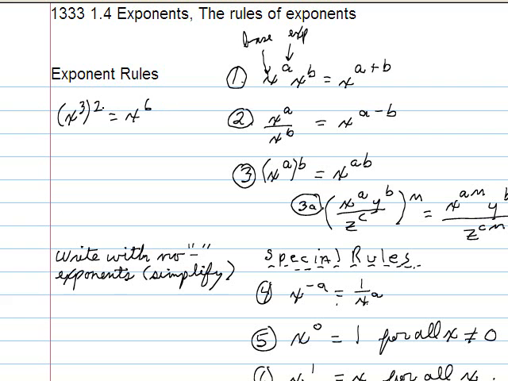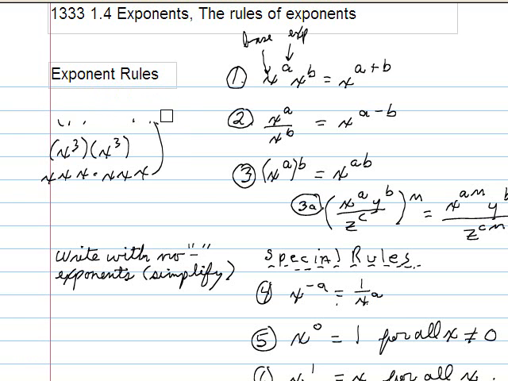But does it work? Well, if I square x cubed, that means multiplying x cubed by itself. So I would get this. And if I say what x cubed is, it's x times x times x, and here's another x cubed, x times x times x. So that's 6 x's multiplied together. That is x to the 6th. So that rule also works.